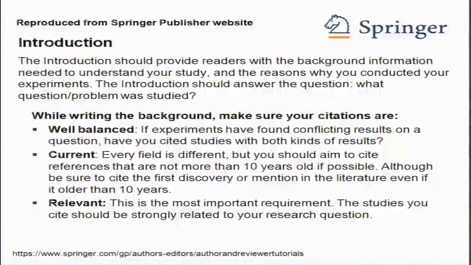It is possible that for a given gene, a lot of work has been done, so you cannot cover everything. So you often cite reviews and give a summary of the findings, right? That is the way you can do it. And relevant, this is the most important requirement. The studies you cite should be strongly related to your research question. So you have to be focused on the question that you are going to ask.